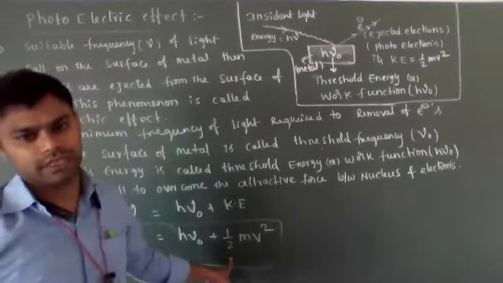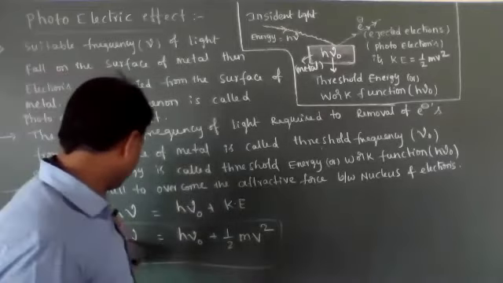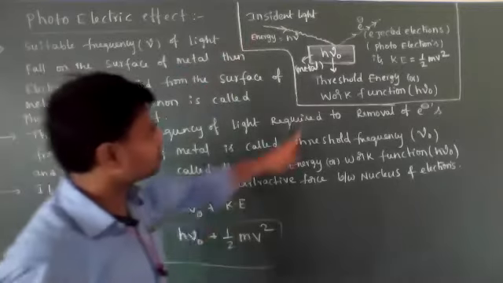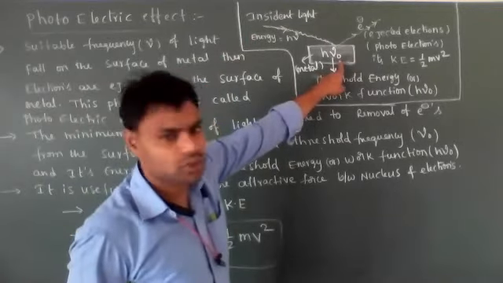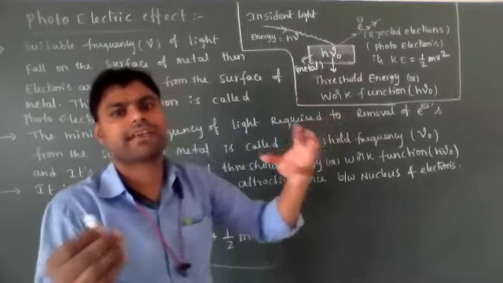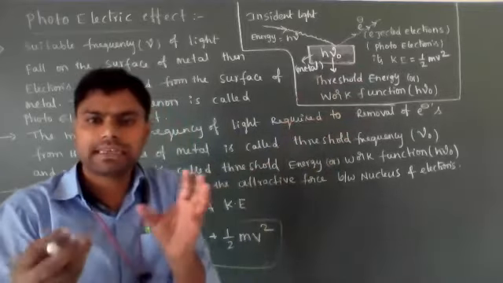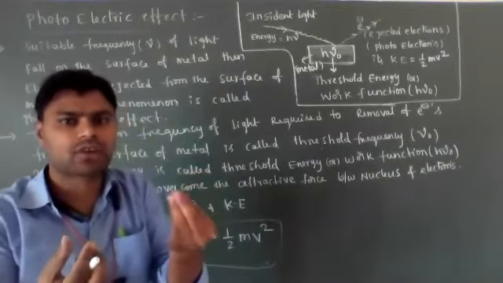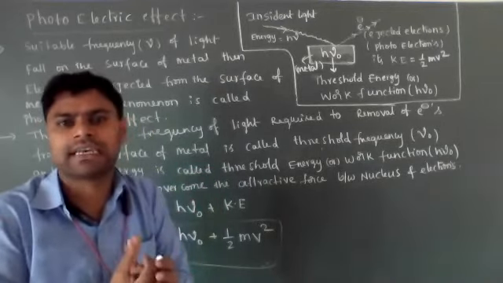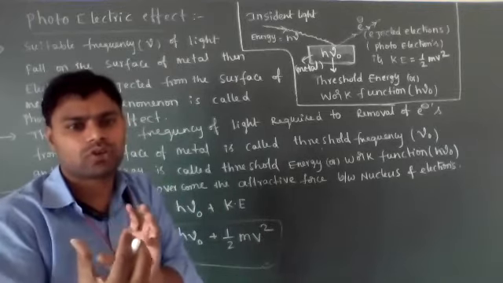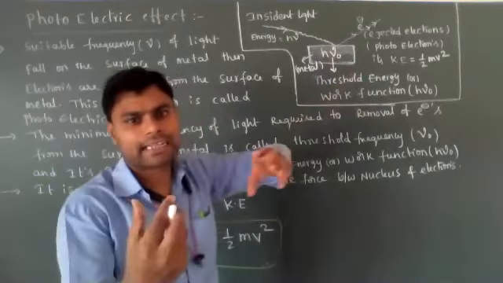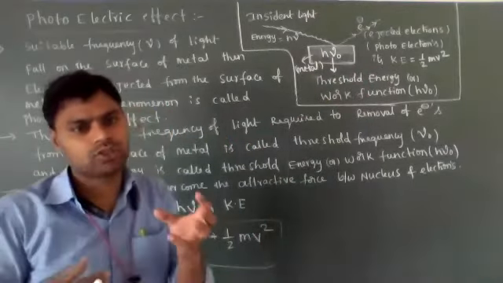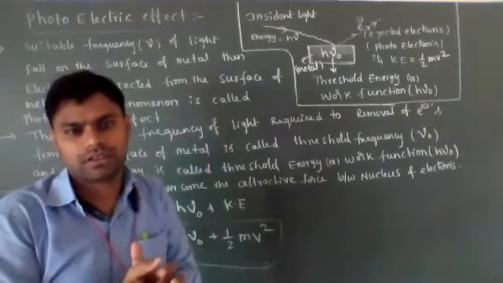Now, nu is the incident light frequency and nu naught is the threshold frequency. Threshold frequency means the frequency of the metal. Because the metal has a nucleus, and the nucleus has some energy. That energy is utilized to hold or attract the electrons.